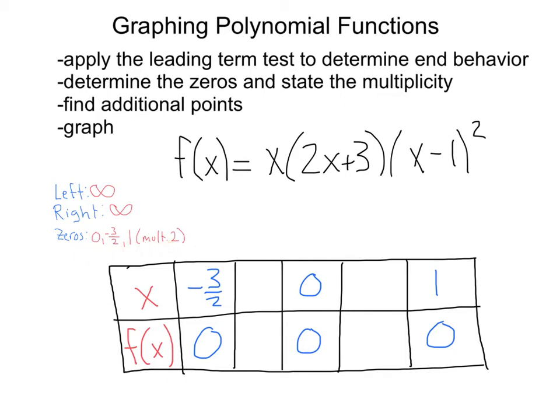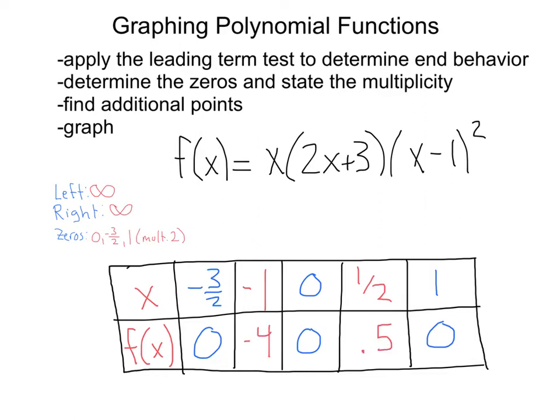We want to find points that are in between these x values. So, for this point in here, I'm going to pick a number in between negative 3 halves and 0. I think a nice easy one to pick would be negative 1. So I'll go ahead and pick negative 1. I also want to pick a point right between 0 and 1. I'll just choose 1/2. These points are going to be very important to us in helping us graph.